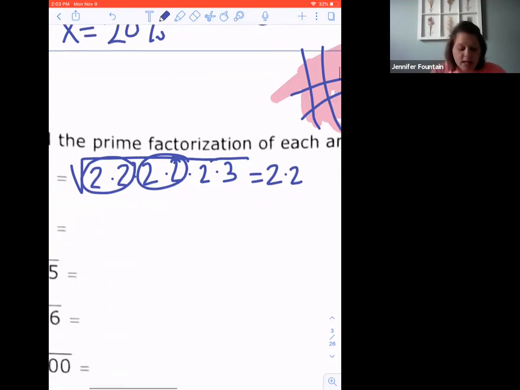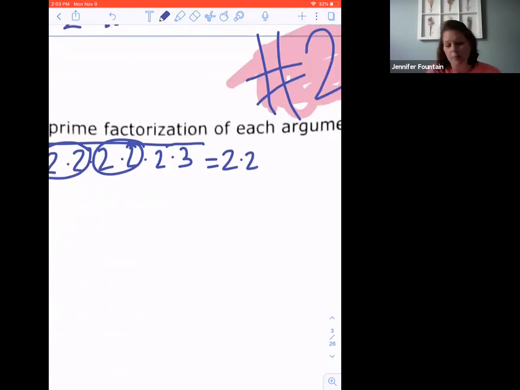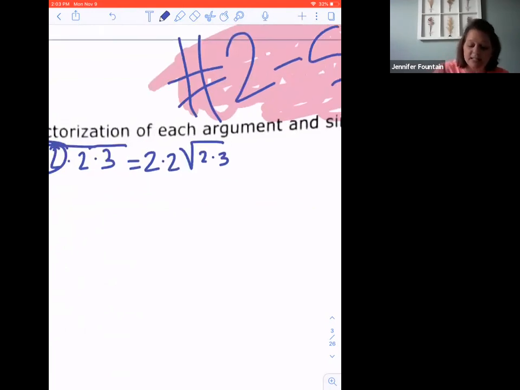Now, under the radical, I still have a 2 and a 3. They cannot be buddied up, so they have to stay under the radical. Okay, so I was able to pull 2 2s out, but the 2 and the 3 had to stay, so I'm going to simplify that. 2 times 2 is 4, times the square root of 2 times 3 is 6.